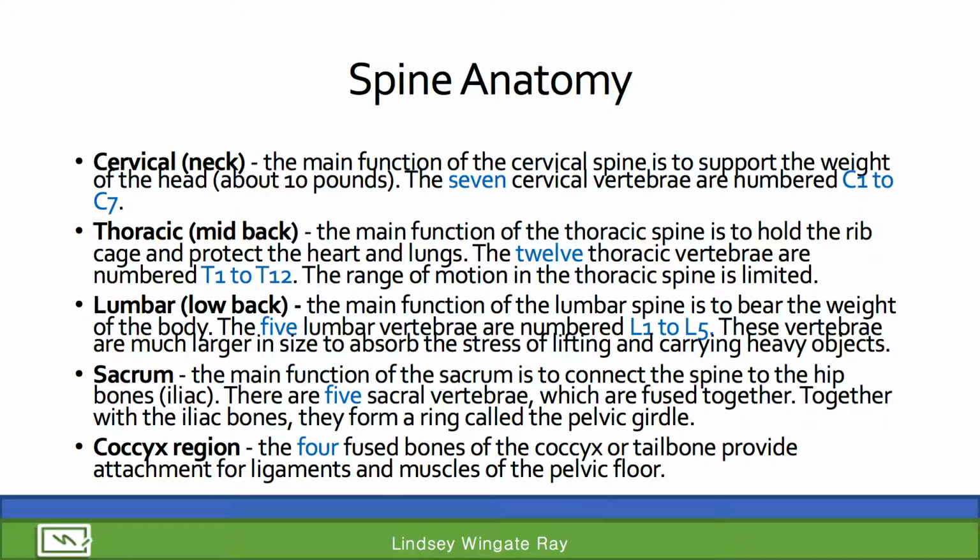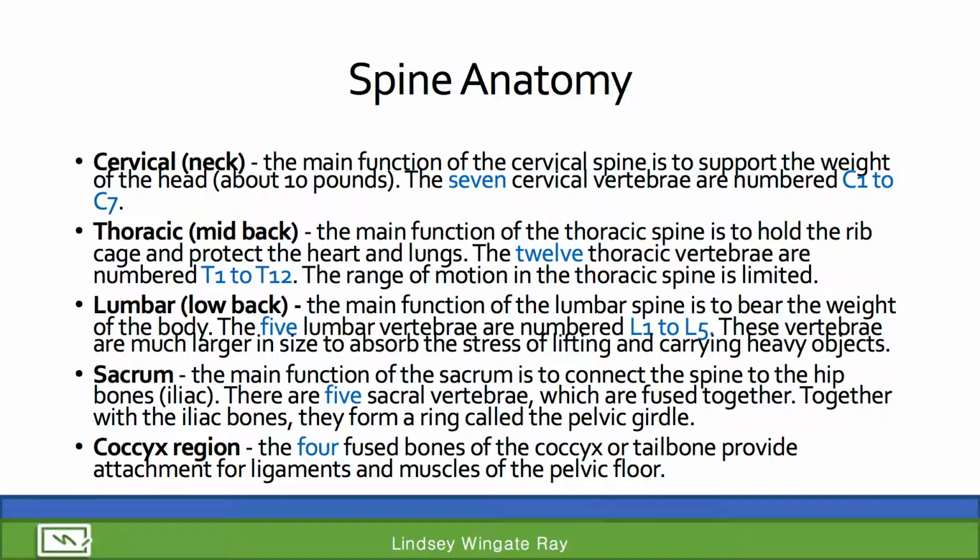The anatomy of the spine: the cervical, your neck. The main function of the cervical spine is to support the weight of your head, about 10 pounds. The 7 cervical vertebrae are numbered C1 to C7. The thoracic part of your spine is your mid-back. The main function of the thoracic spine is to hold the rib cage and support the heart and lungs. The 12 thoracic vertebrae are numbered T1 to T12.